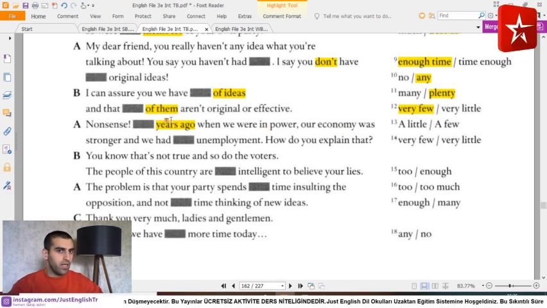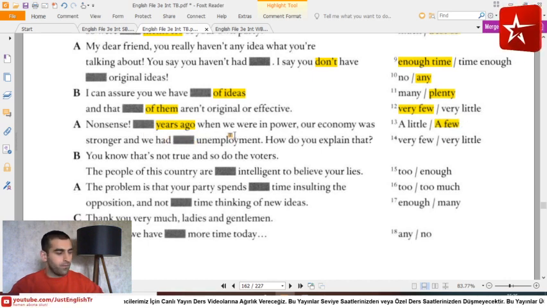So here we have a countable noun, and if there's a countable noun, we must use which one? A little or a few? A little or a few for number 13. Okay, I am waiting. Irina says a few. Yes. And a few is the correct answer.